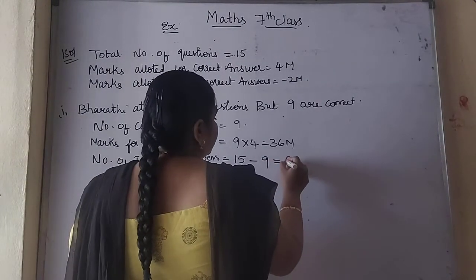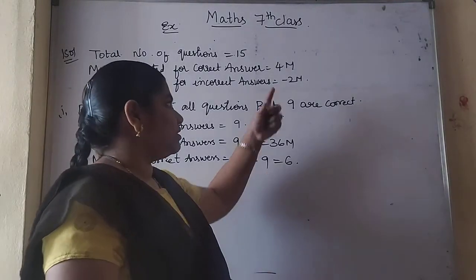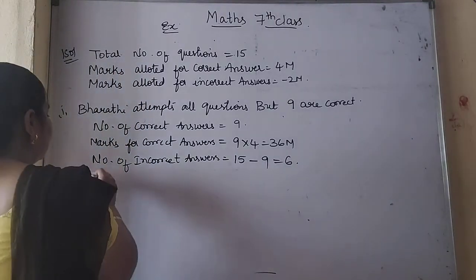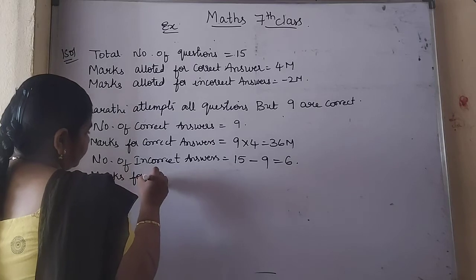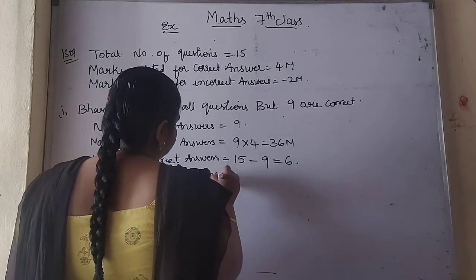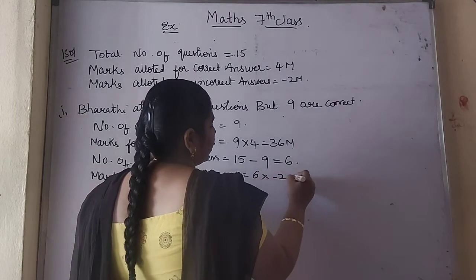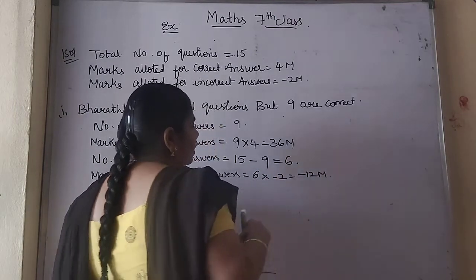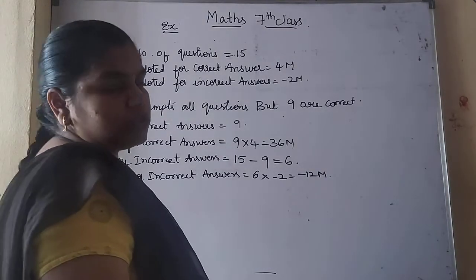Equals to 6. Now they have given for every incorrect answer the deducting minus 2 marks. For 6 incorrect answers, how many marks she will get, we will see. So marks for incorrect answers are how many? 6 into minus 2, that will be equals to minus 12 marks. So for correct answer she got 36 marks, and for incorrect answer she got minus 12 marks.